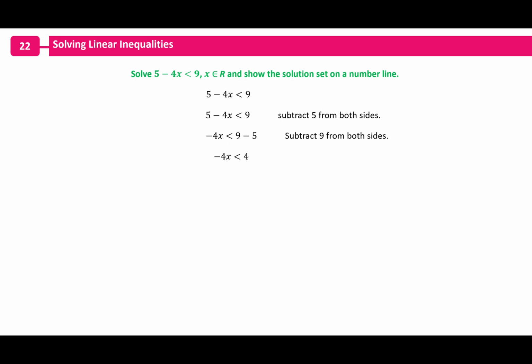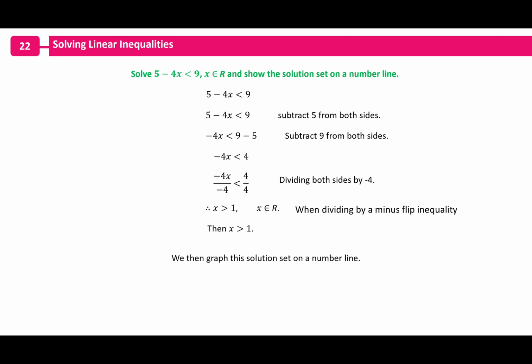We now want to solve for x, so we're going to divide both sides by minus 4. When dividing by a minus, you must flip your inequality. This leaves us with x is greater than 4 divided by 4, which gives us x is greater than 1. Let's show this on a number line.